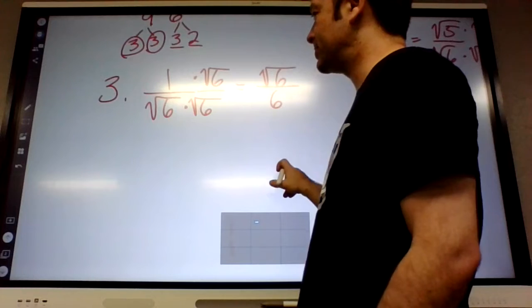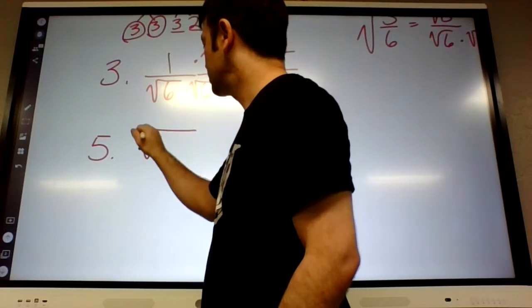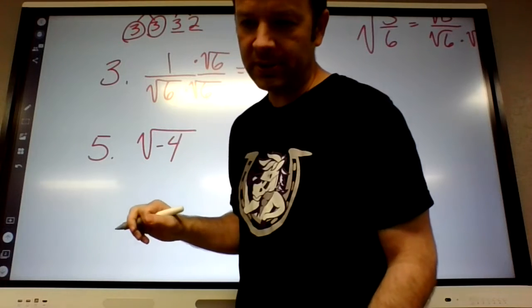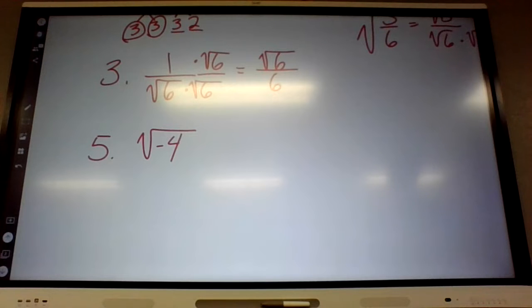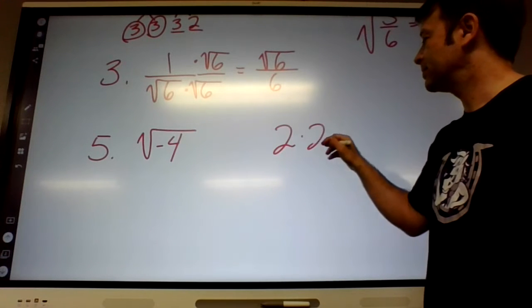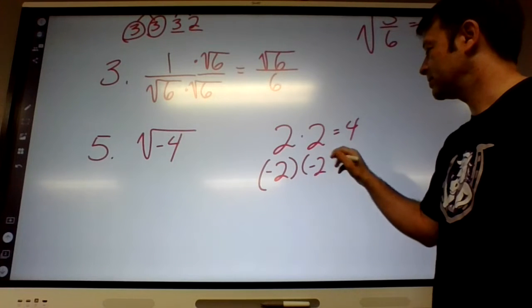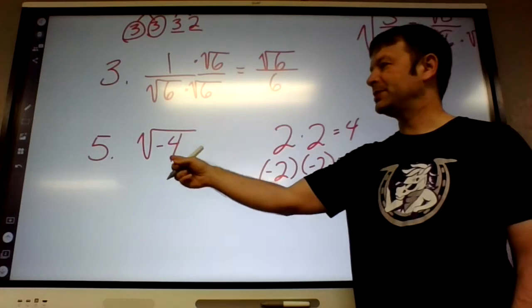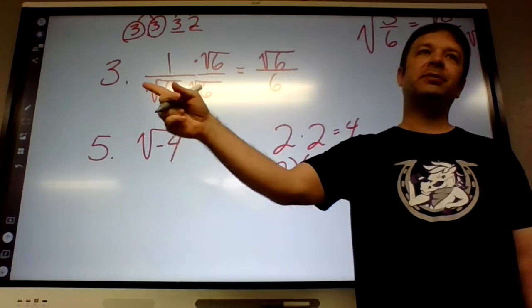Okay, this part is actually really important. Square root of negative 4, right? What times itself equals negative 4? Nothing. Why doesn't anything work? What's 2 times 2? 4. What's negative 2 times negative 2? 4. Okay, there's nothing times itself that equals negative 4. This is what they call an imaginary number.